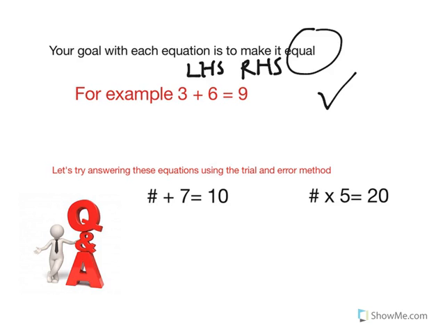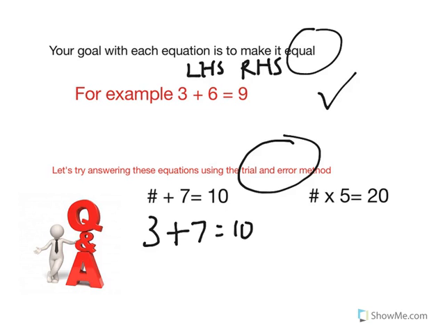Let's try answering these equations using the trial and error method. What plus 7 equals 10, and what times 5 equals 20? Pause the video and have a go. Well, 3 plus 7 equals 10, and there are 4 groups of 5, so it must be 4 times 5 equals 20. Now I'm going to teach you a method and a formula to use to solve these equations.